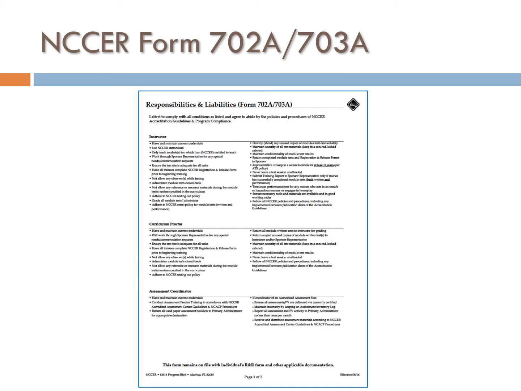This is the NCCR Form 702A, 703A, and is a responsibilities and liabilities agreement form that the instructor will sign. It's 2 sides. First side lists out everything that's a requirement for the instructor, a curriculum proctor, or an assessment coordinator. On the back, the instructor will sign and date, provide contact information.